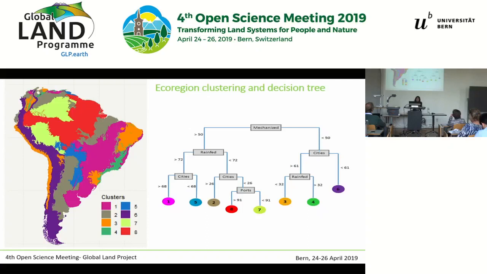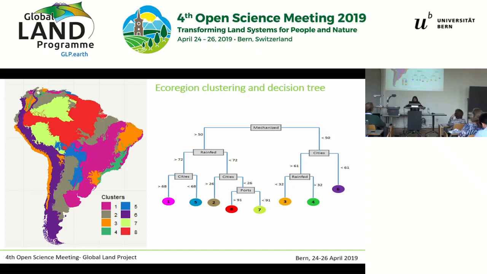This is the actual map, the 8 clusters and the colors. And on the right, you can see the decision tree. If you put an ecoregion on the top of the decision tree and you follow these rules, you will identify to which cluster this ecoregion belongs.